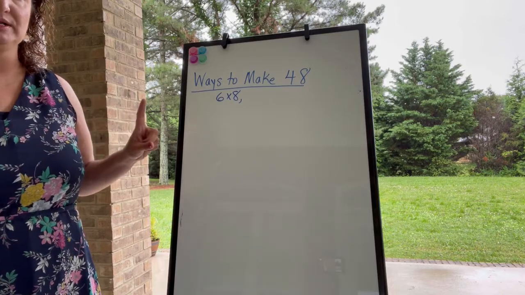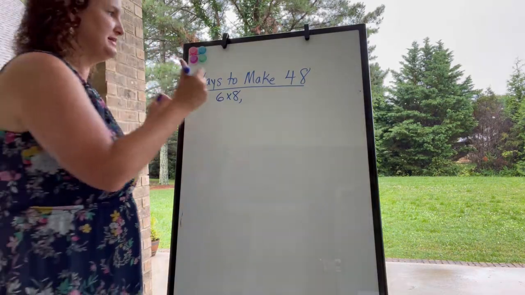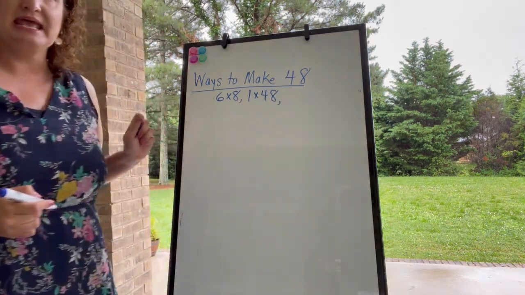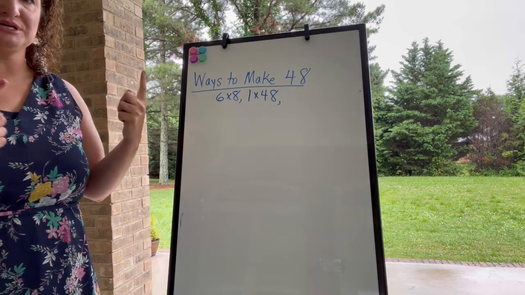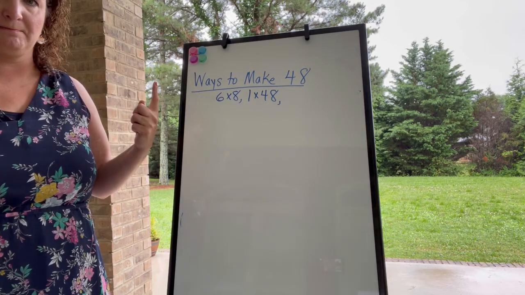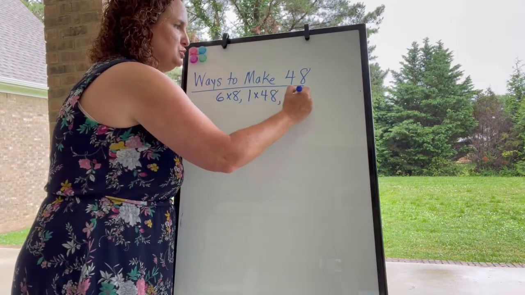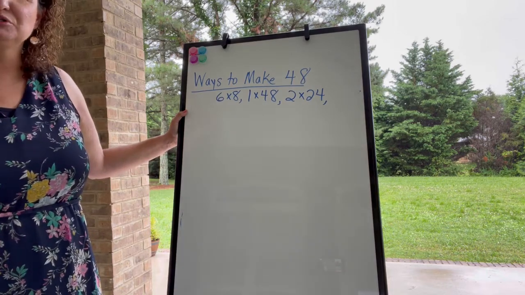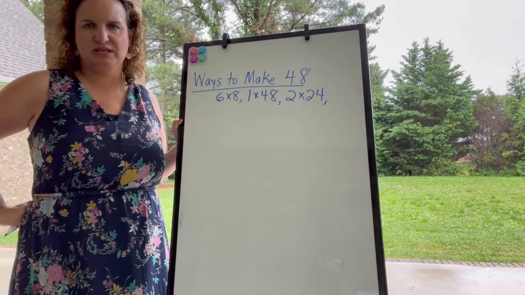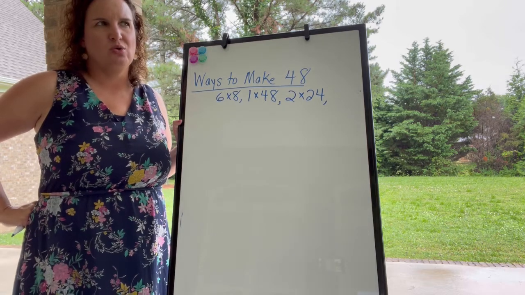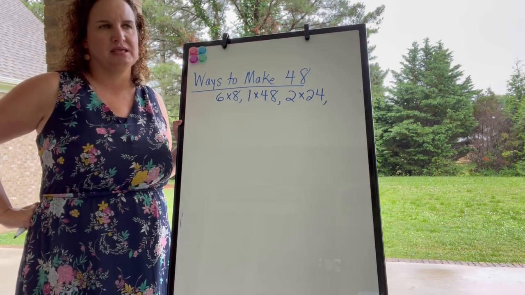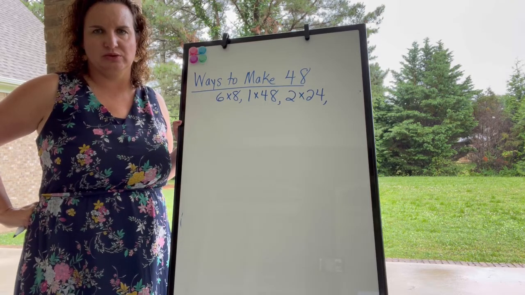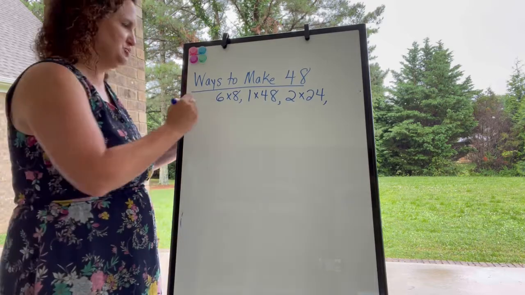1 times what would equal 48? Okay, good. 1 times 48. Okay, so let's go ahead and list that. Next, think, does 2 times anything equal 48? Yes, very good. 2 times 24 equals 48. Can you multiply 3 times anything and get 48? No, that one won't work. What about 4? Count by your 4s and see if you can get 4 times anything that will equal 48. 4 times 12 will work.